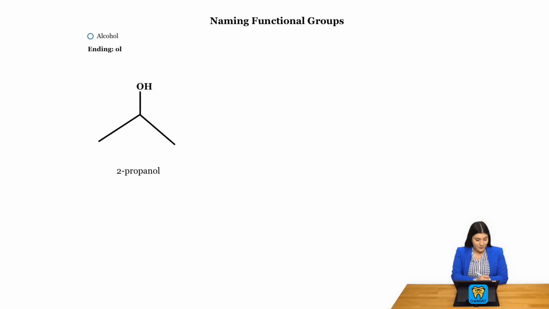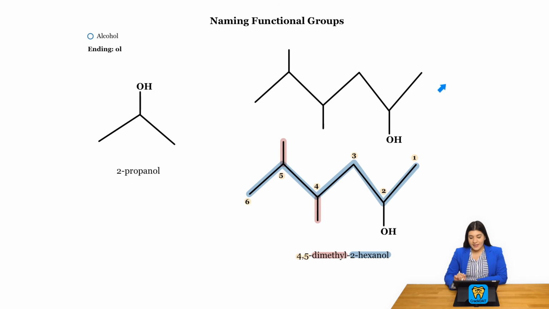Let's do another example, looking at something a little bit more complicated like this. Let's start off with just identifying what our longest carbon chain is. So I'm going to start here. So 1, 2, 3, 4, 5, and 6.